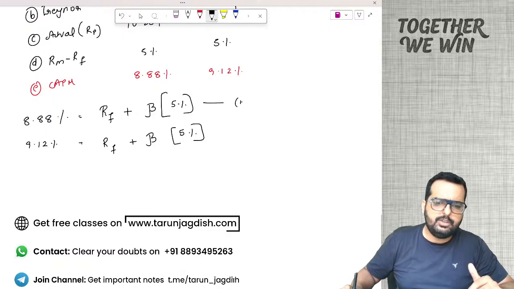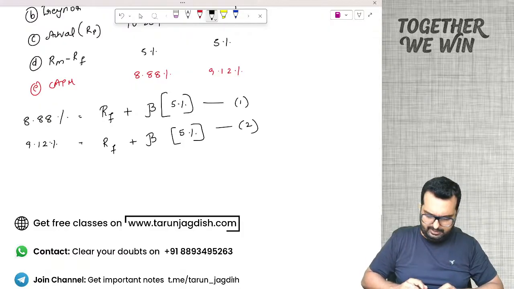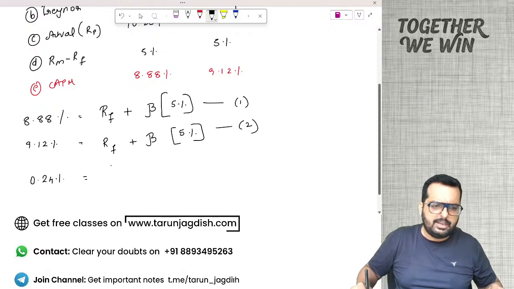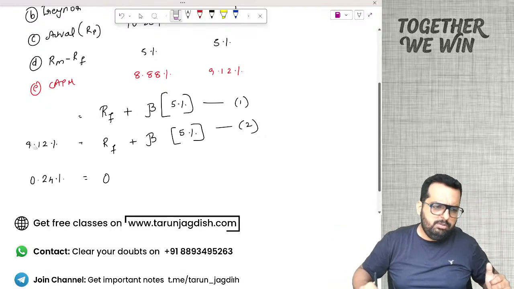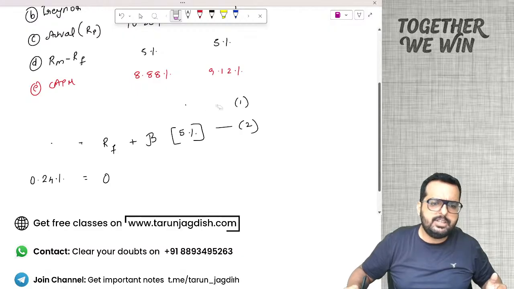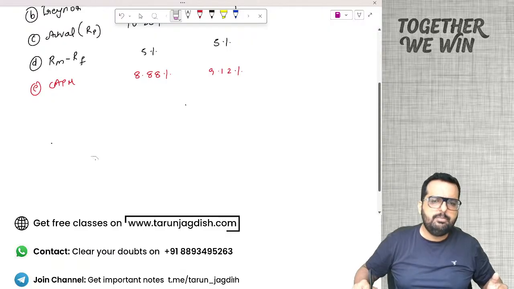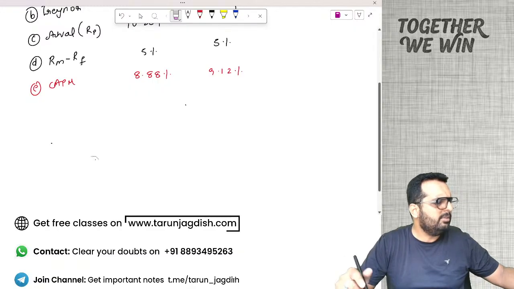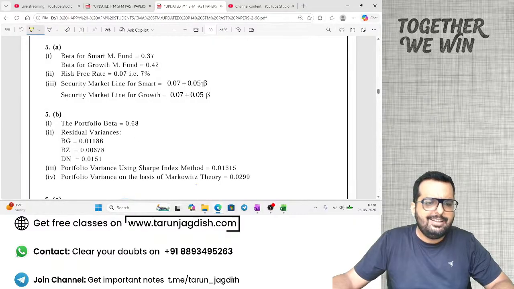So if I do equation 1 minus equation 2, I'll get 9.12 minus 8.88, which is 0.24. But the RF will get cancelled, even beta will get cancelled, it will become 0. So we cannot solve it even this way. These were the two ways I tried. The third option is to put the parameters like this and do a trial and error guess method. Put RF as one particular constant number, but that's not possible in the examination. What they have got is the answer as 7%.